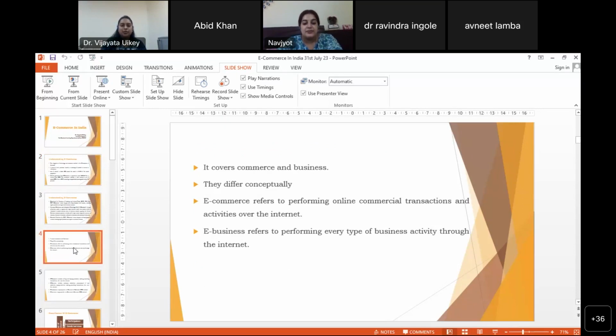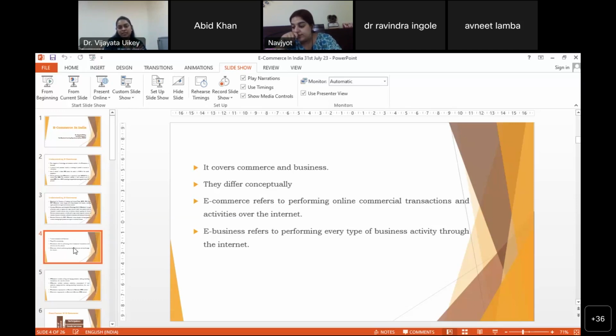Now see, e-commerce covers the commerce or the business. These two, e-commerce and e-business, are used together. दोनों एक दूसरे के साथ यूज होता है. For us, e-commerce and e-business are the same, but conceptually they are different.